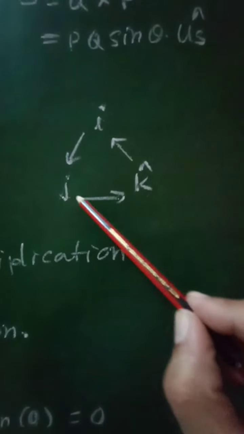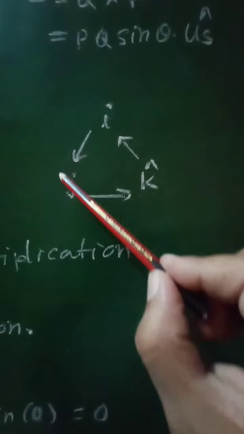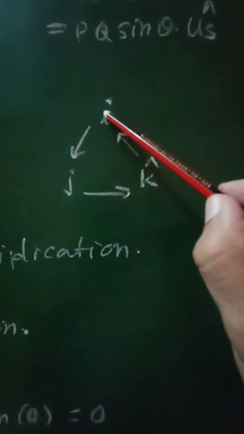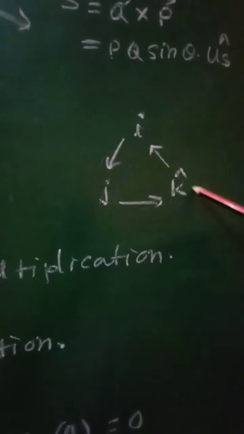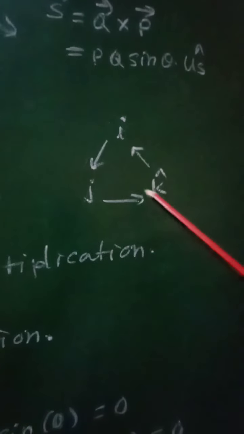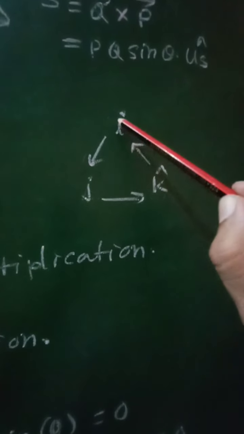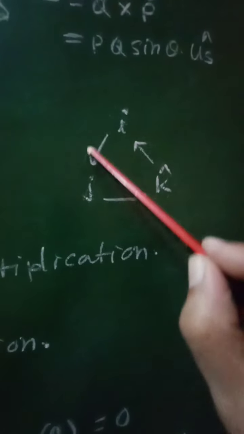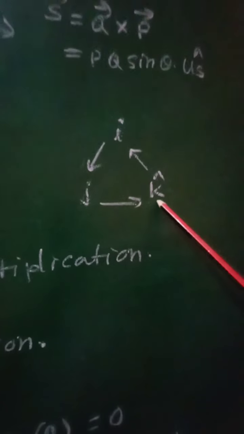So if you proceed in this manner from i to j, j to k and k to i, then these products will be taken as positive. Instead of that, if you proceed in the reverse direction, that is i cross k, it will be minus j, k cross j equal to minus i, and j cross i will be equal to minus k. So in this way we can write these products.